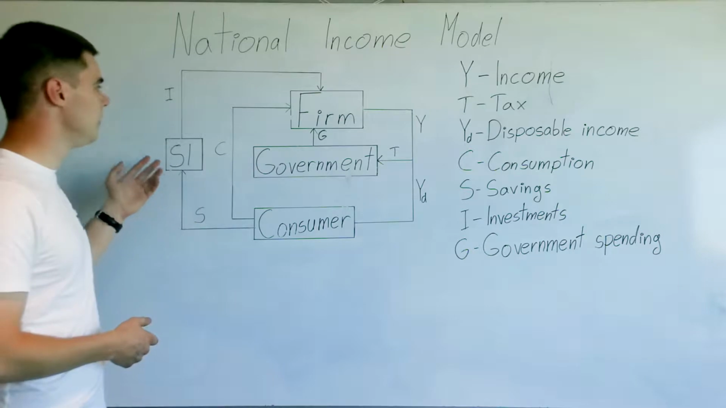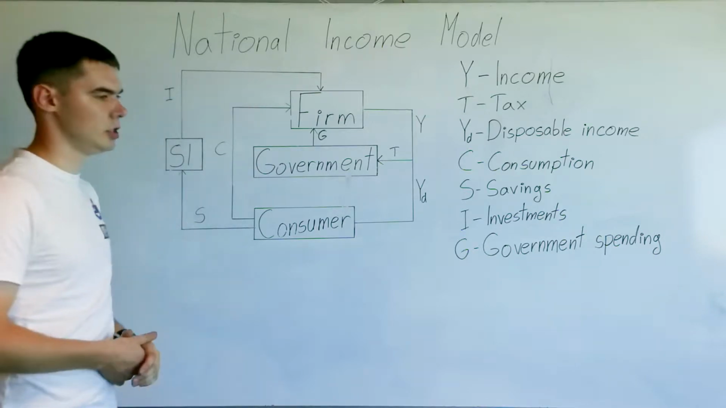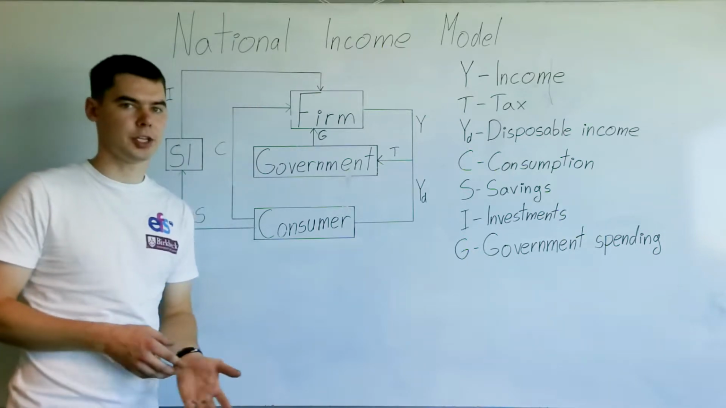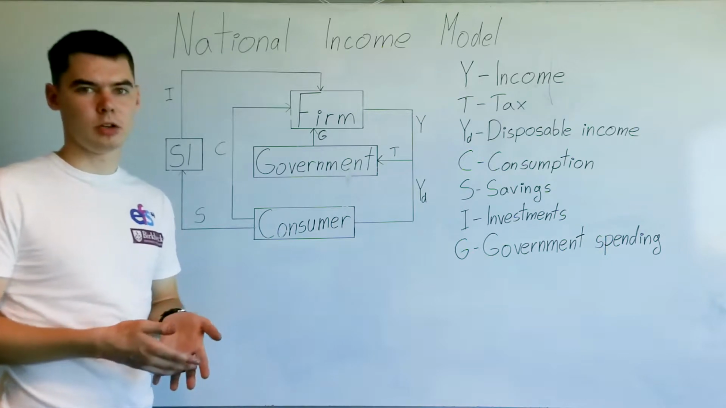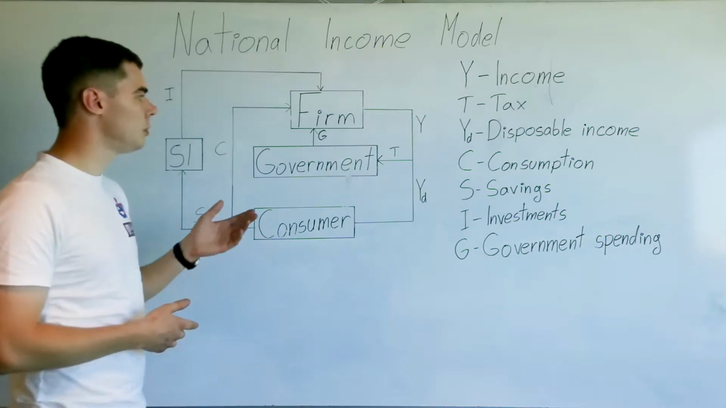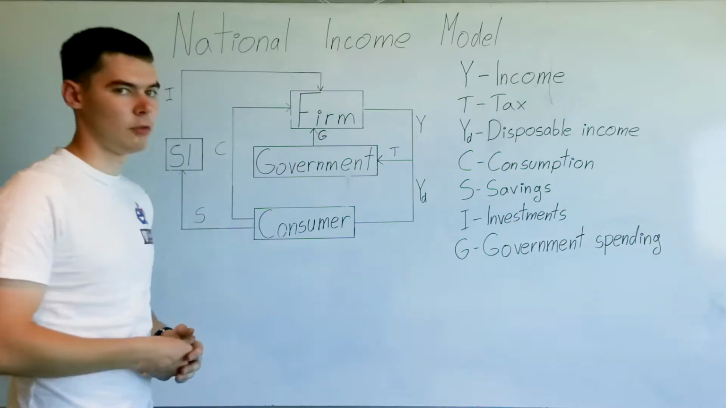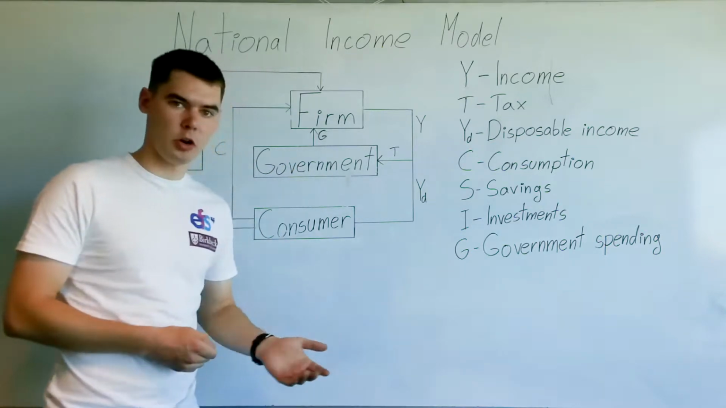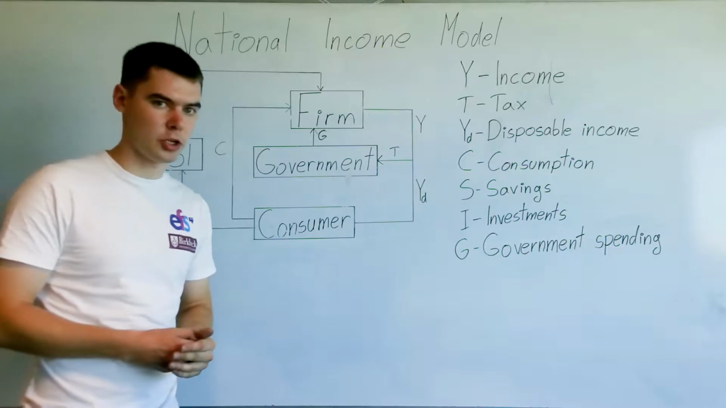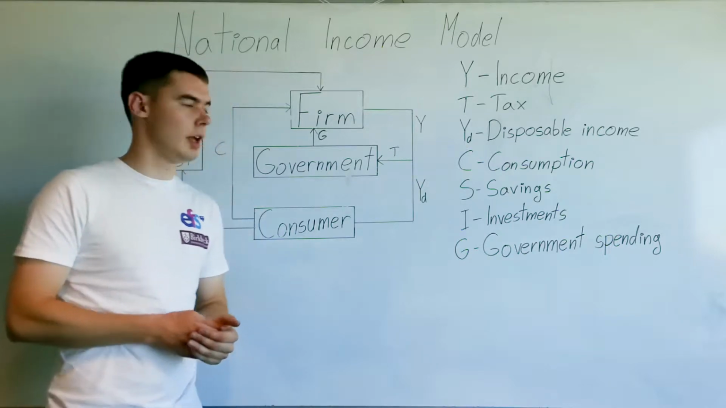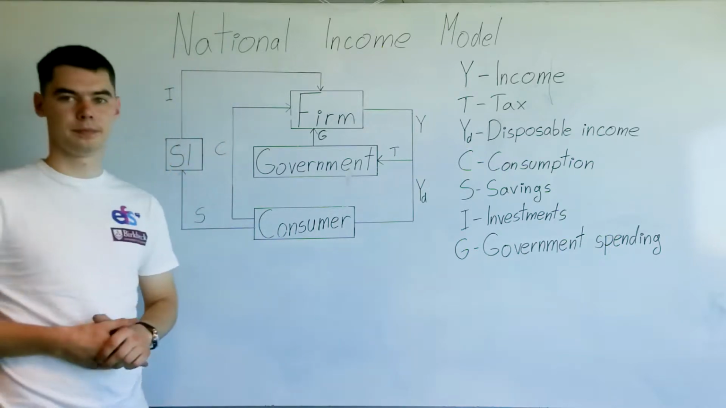Firms receive investments from saving institutions, such as buying shares, providing loans, and so on. On top of that, firms receive money from governments in terms of government spending, as governments tend to spend on infrastructure, national defense, healthcare, and so on.